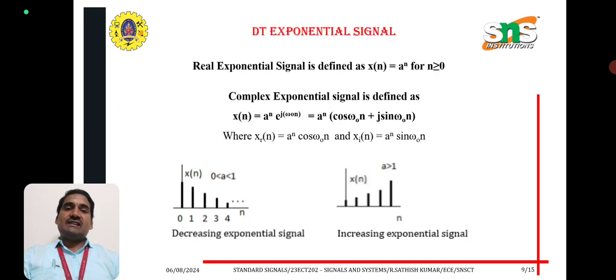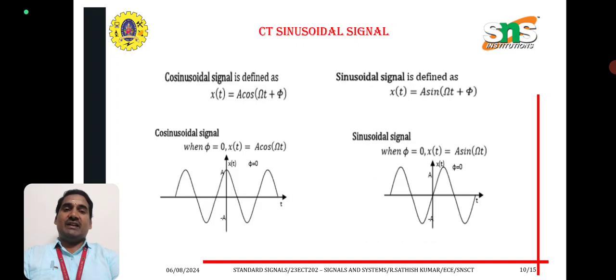Real exponential signal is defined as x(n) is equal to a power n for n greater than or equal to 0. Therefore, x(n) is equal to a power n times e power j omega naught n. Therefore, a power n times (cos omega naught n plus j sin omega naught n). The decreasing exponential function is for 0 less than a less than 1. When a is greater than 1, it has an increasing exponential signal. The imaginary part and real part can be given.